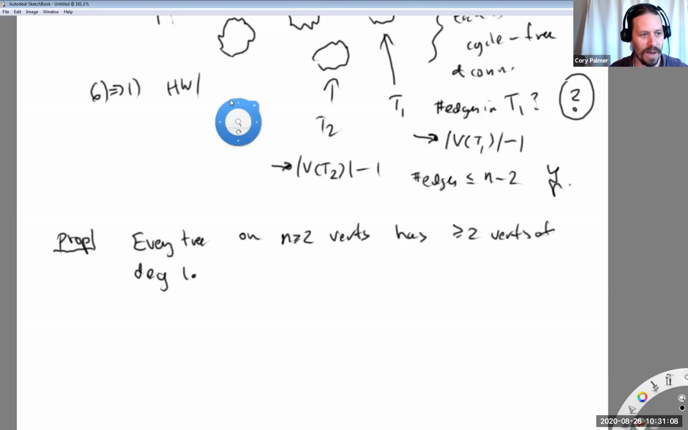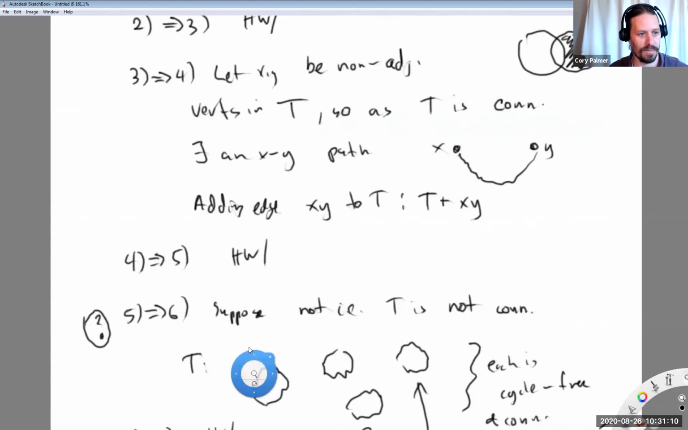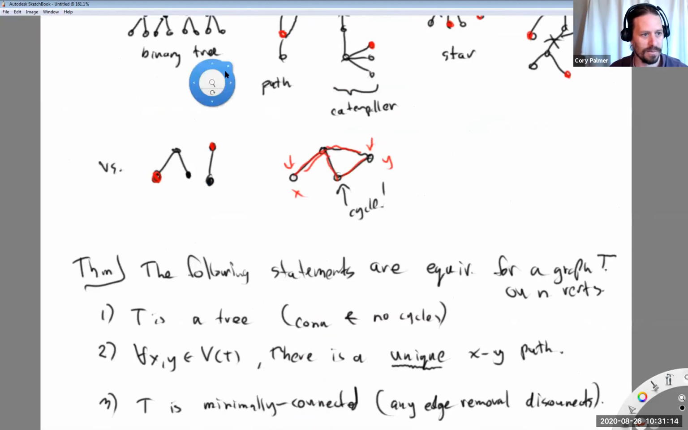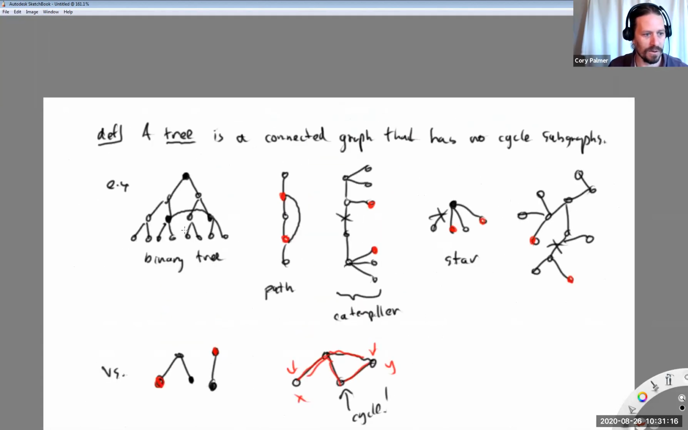This is simple, but let's go back and look at our pictures from the beginning here. If you look at these pictures, this binary tree has a bunch of vertices of degree 1 at the bottom level of the tree. The path here has exactly 2 vertices of degree 1, but we only asked for 2. The caterpillar has a bunch here. The star has a ton, right? All these guys here. And then this tree here branched out into a bunch of vertices of degree 1.